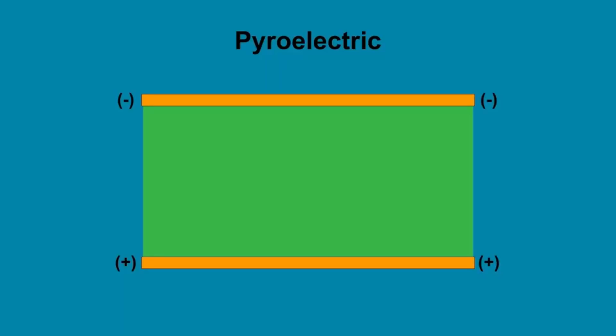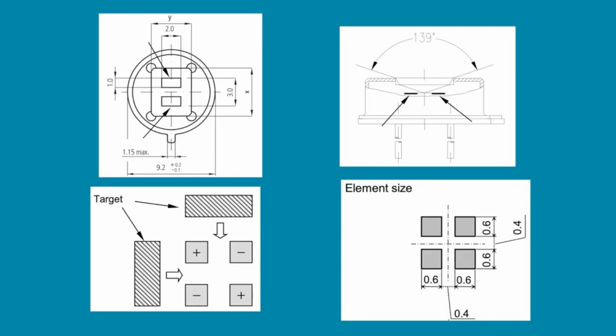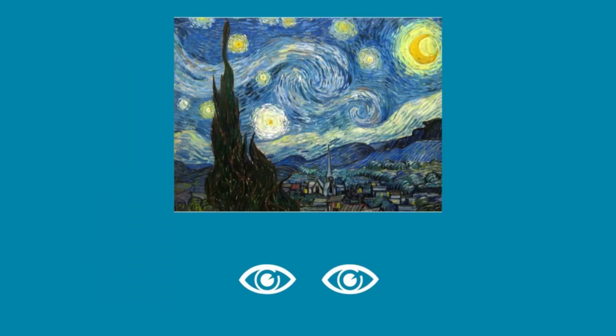A pyroelectric material sitting at an ambient temperature will generate no voltage. However, when that material is cooled or heated, it temporarily generates a voltage. This happens when the PIR senses a temperature change within its field of view. PIR sensors typically contain 2 or 4 pyroelectric elements. Just like with your eyes, each detects a slightly different area.